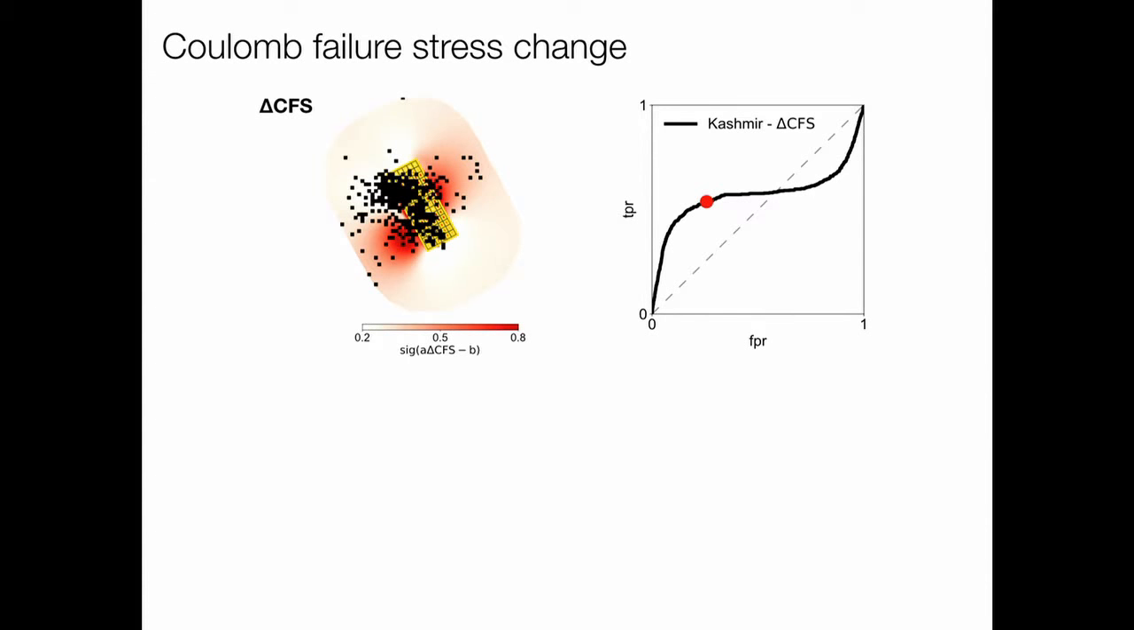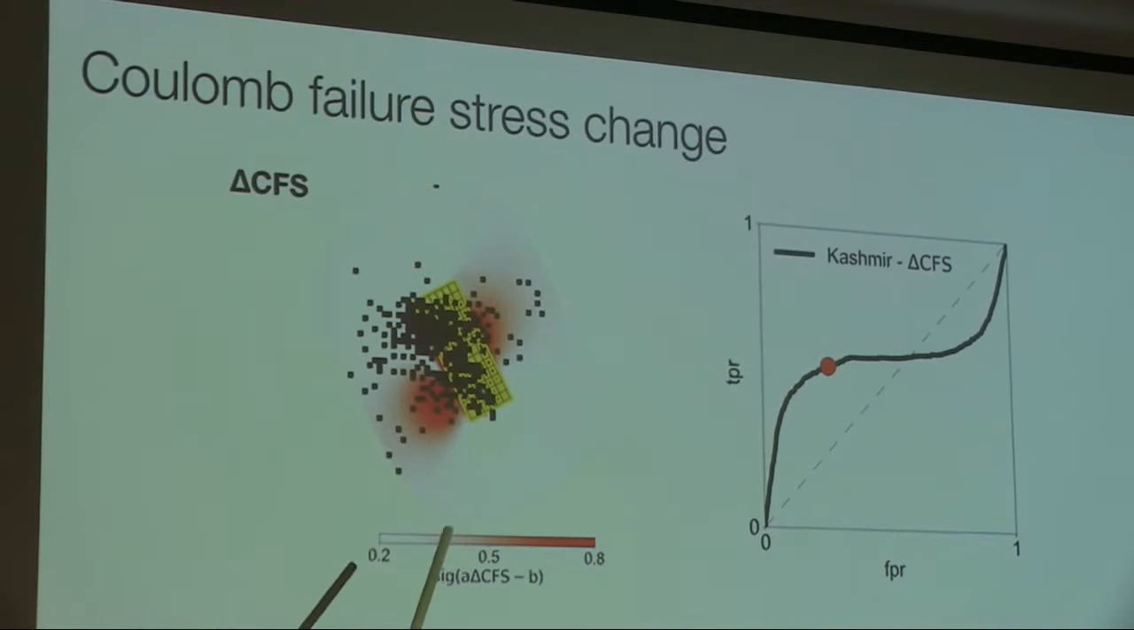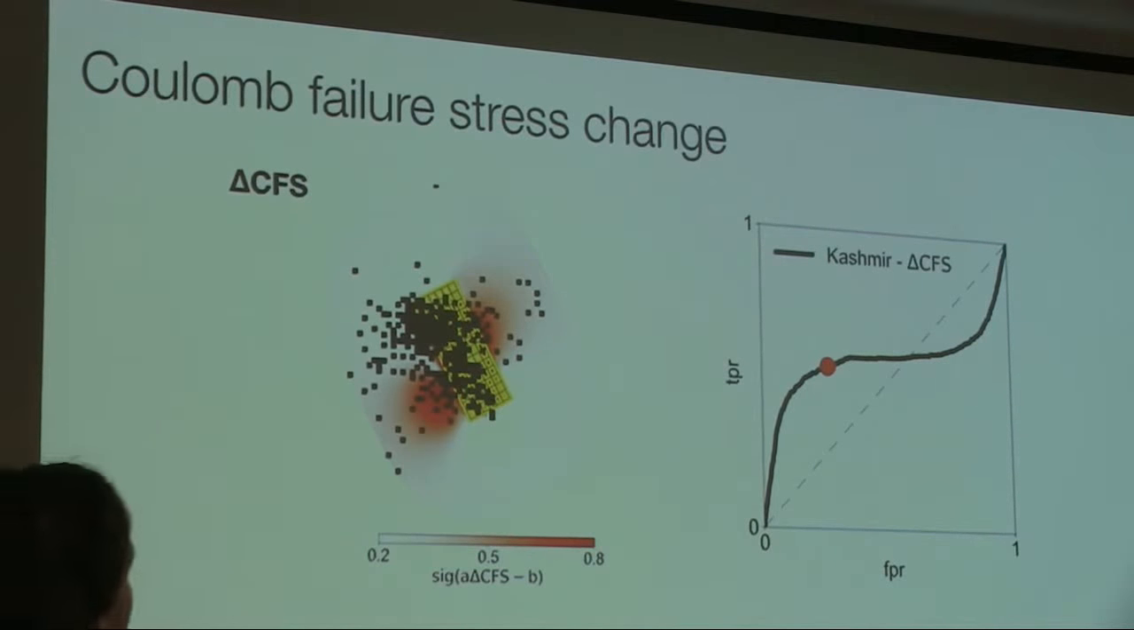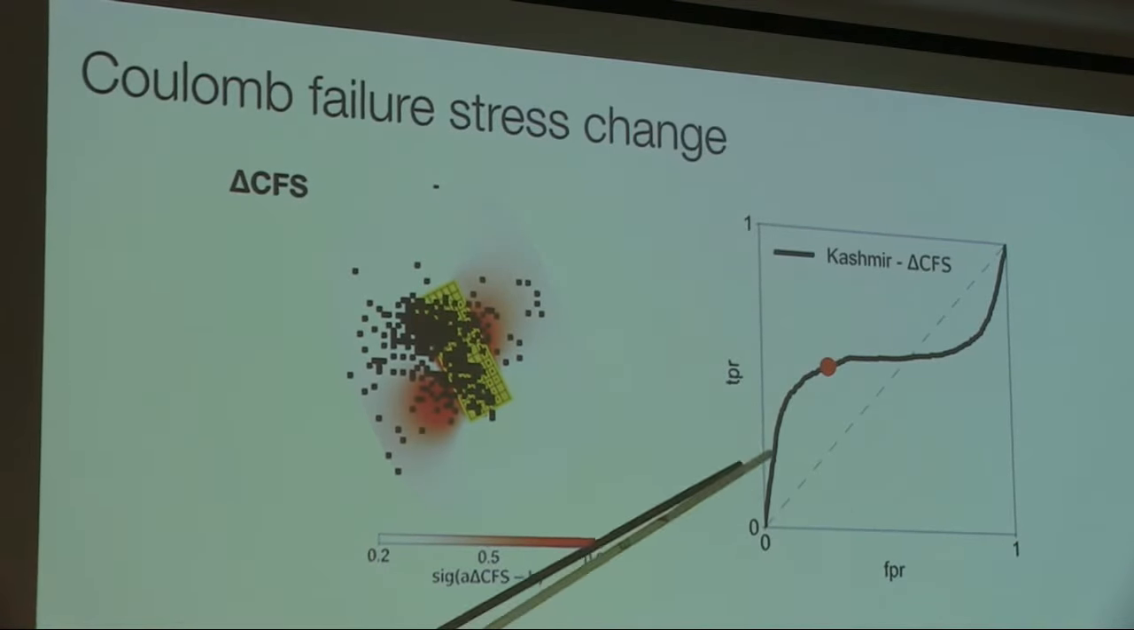What's shown here is a depth slice at 12.5 kilometers depth for the 2005 Kashmir earthquake, a magnitude 7.6 oblique thrust event in Pakistan. The red to white color scale shows the calculated Coulomb failure stress changes at this depth slice, and the black squares are the locations of the grid cells that generated one or more aftershocks in the year after the earthquake. The fault is in yellow.